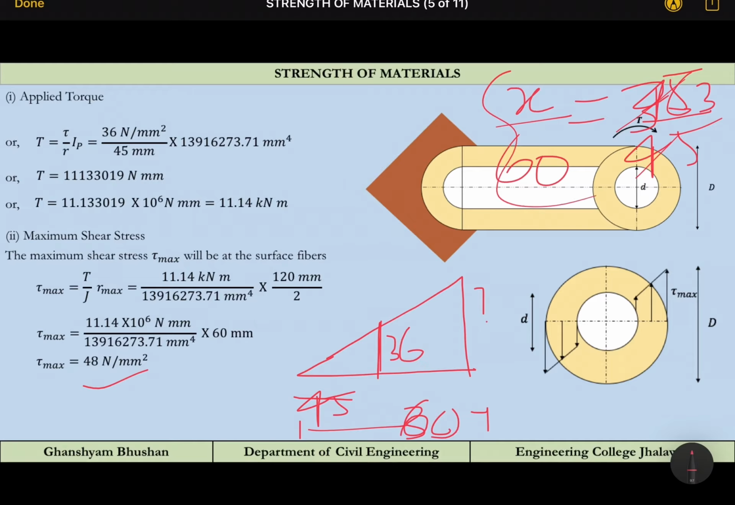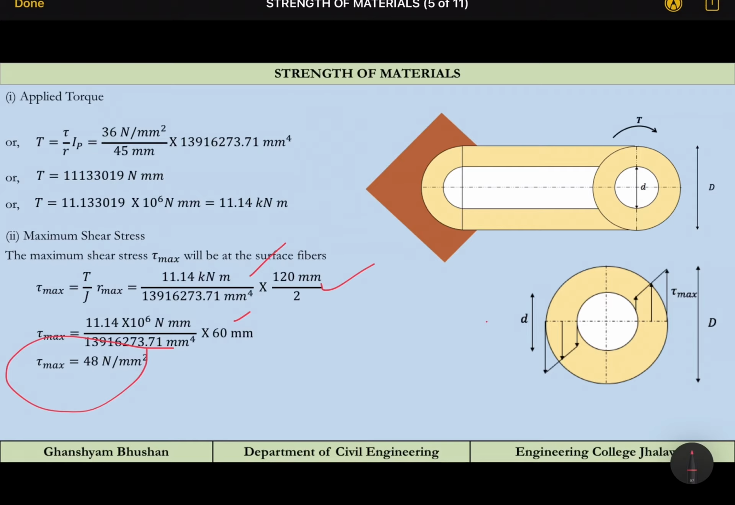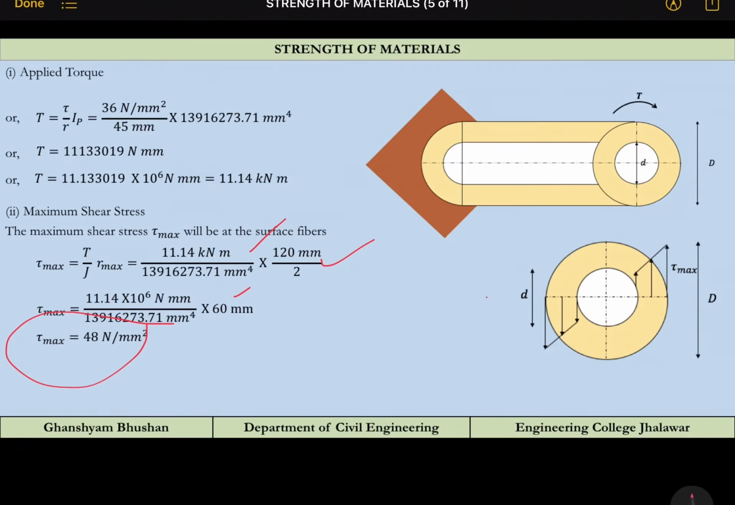In objective questions you can use this similar triangle trick, but let us solve in the conventional manner. Put the radius as the distance, capital D by 2, that is 120 by 2 mm. T is given, J we have already calculated, so it comes out to be 48 Newton per mm square. So the second part is also over.